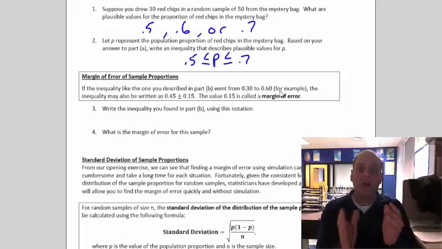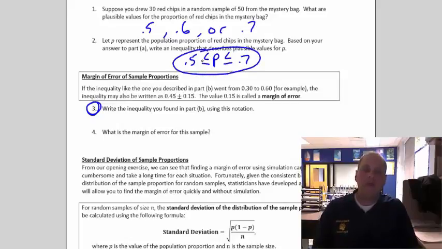So margin of error for a sample proportion is based on this inequality here. We take the middle of the inequality. So what's the middle? We're doing this number 3 now, okay? To do number 3, using this notation they're talking about here, we need to find the middle of that. The middle of the 0.5 to 0.7, we're going to call that our p-value, our expected p-value. 0.6 is right in the middle.